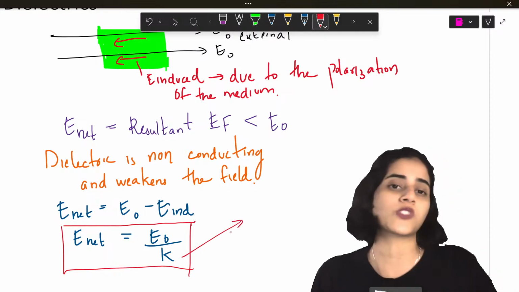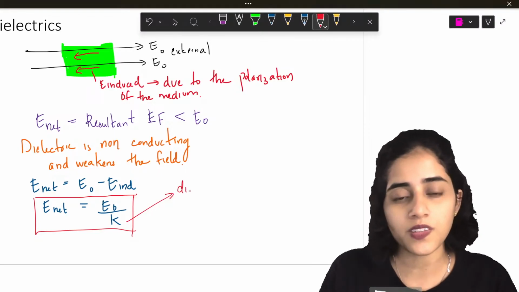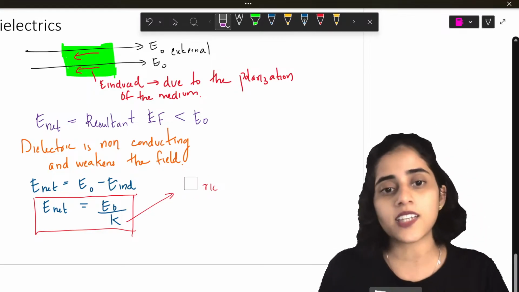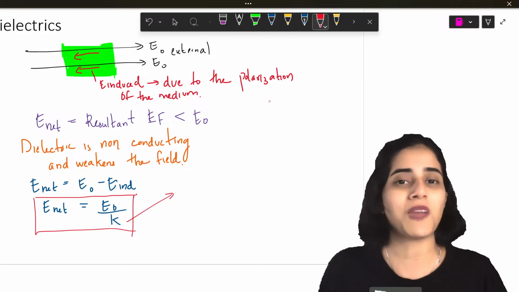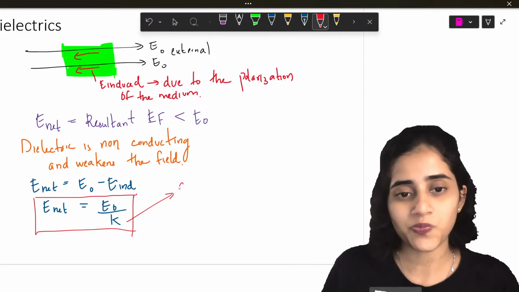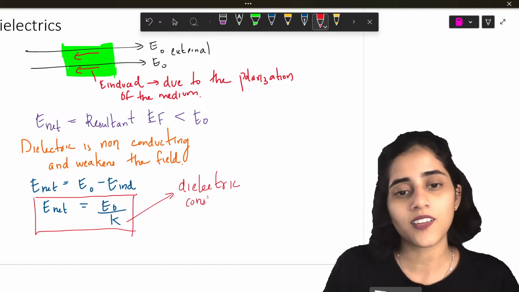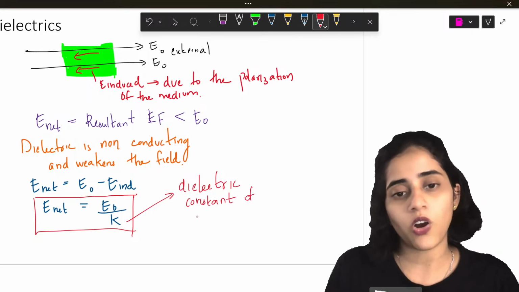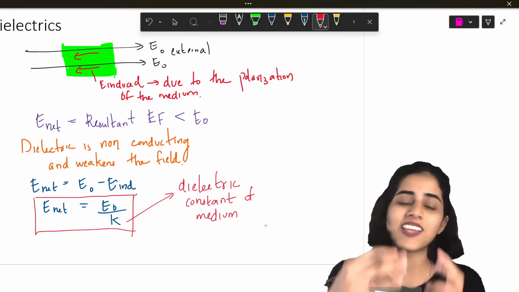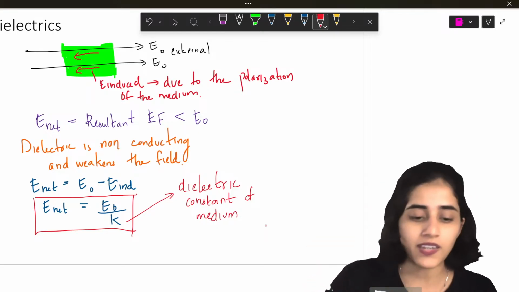Now this K is not Coulomb's constant. It is not 1 by 4 pi epsilon naught. This K stands for dielectric constant of the medium. Sometimes, when I write it, I miss alphabets. It's not because I don't know the spelling; I think that I've written it, but sometimes I just miss the alphabet. And this keeps changing depending on the medium. For each medium, how the induced field is produced and how polarization takes place keeps changing from medium to medium.